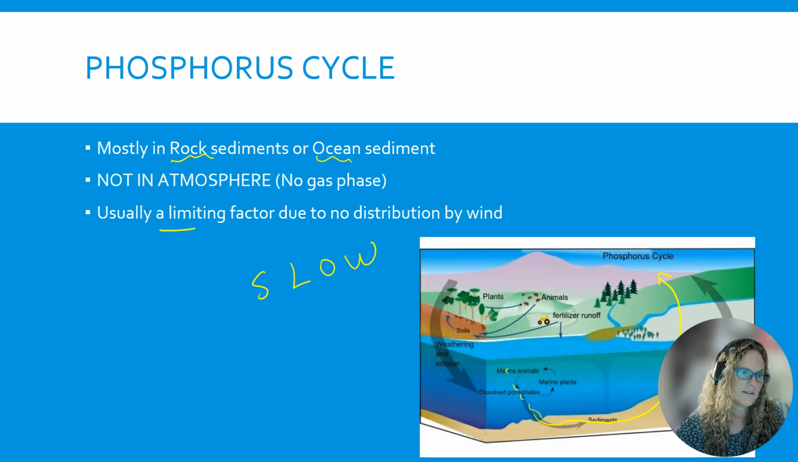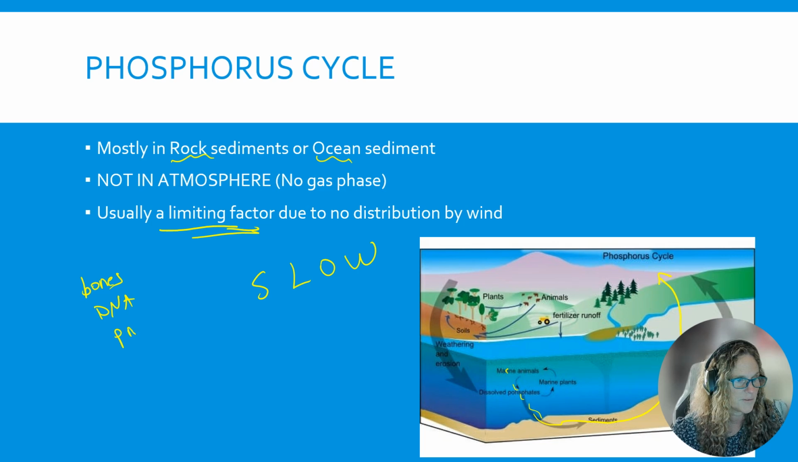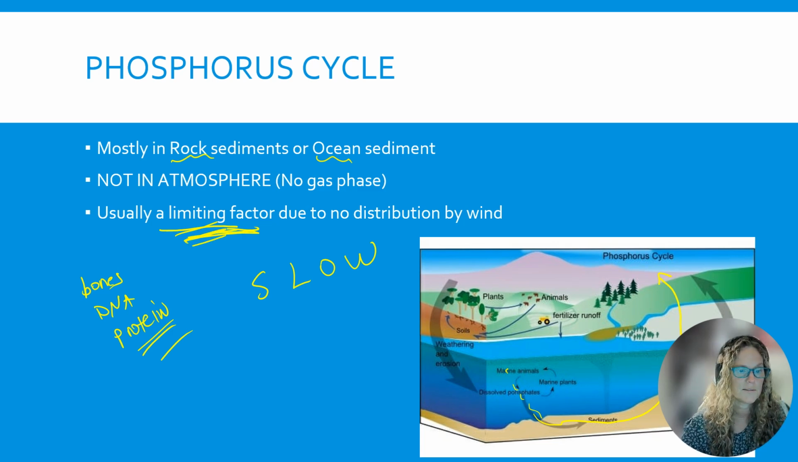So usually it's a limiting factor for growth because there's not enough phosphorus to go around to help stuff grow in an unlimited way. And so we have to realize phosphorus is in our bones, it's in our DNA, that sugar phosphate backbone. It's part of our protein synthesis as well. And so it's very, very necessary for life, but it is also a limiting factor for how much life can be out there population-wise.